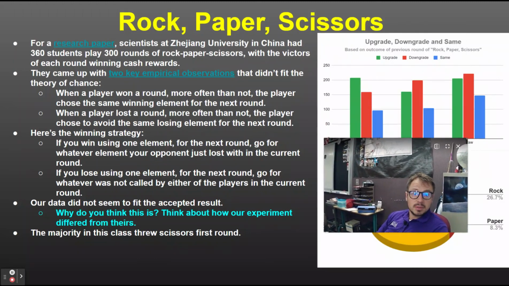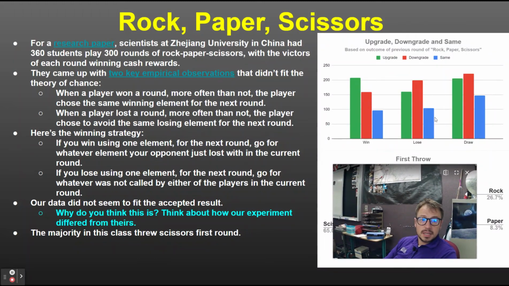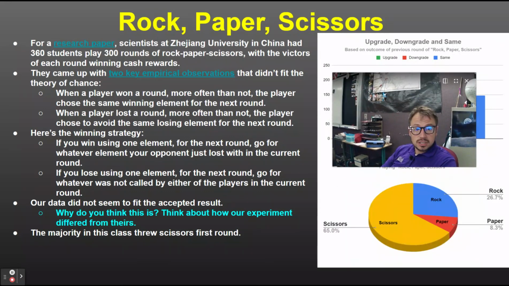So just because our data doesn't fit doesn't mean anything. It just appears as if people didn't play the same thing over and over again, and people changed up whether they won or lost, but it was almost close. So if you're just playing a bunch of rounds without knowing who's going to win or lose, you just tend to change it up.